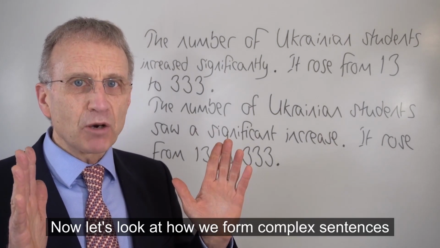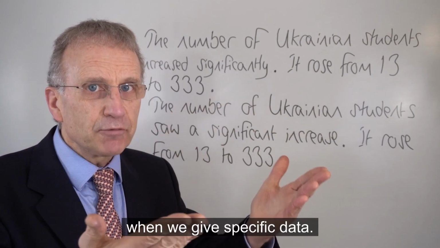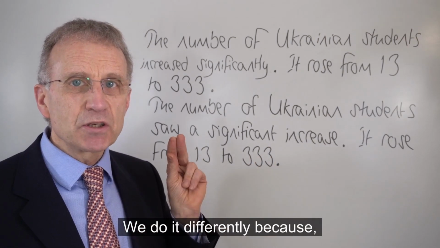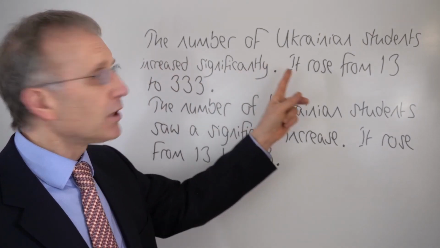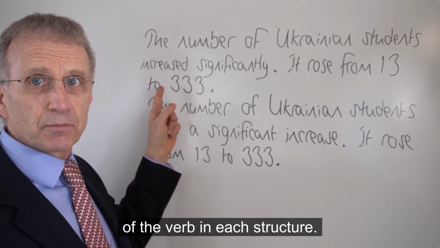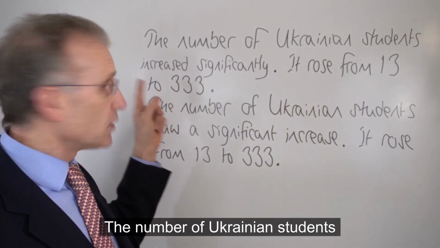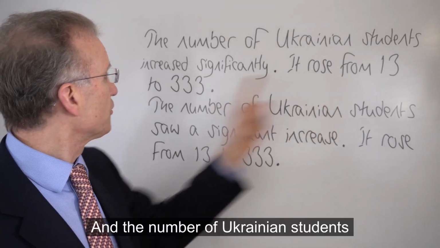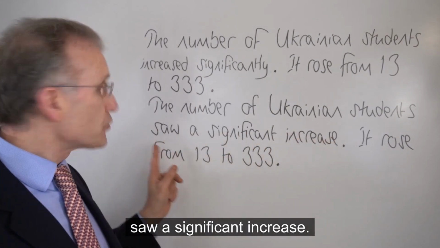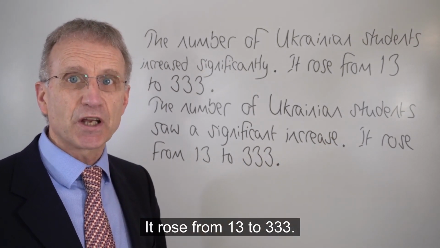Now let's look at how we form complex sentences with the other two structures for describing change when we give specific data. We do it differently because in terms of grammar, the number of Ukrainian students is the subject of the verb in each structure. The number of Ukrainian students increased significantly. It rose from 13 to 333, and the number of Ukrainian students saw a significant increase. It rose from 13 to 333.